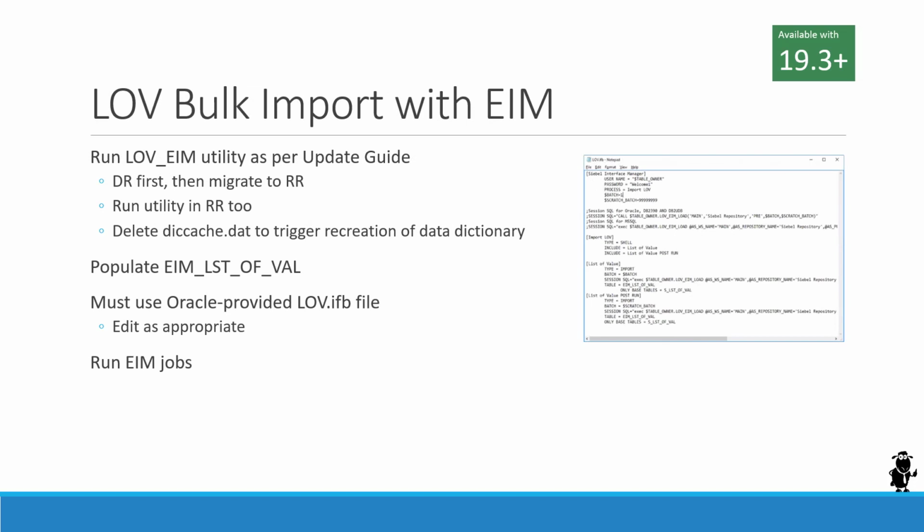Also, related to LOVs, Enterprise Integration Manager now supports the LOV bulk import in 19.3 or higher. To achieve that, you have to run a separate utility called LOV_EIM, as indicated in the update guide. Once this utility has run on both environments and has been deployed, then you can use the EIM table for list of values, but you must use the Oracle provided IFB file for LOVs.